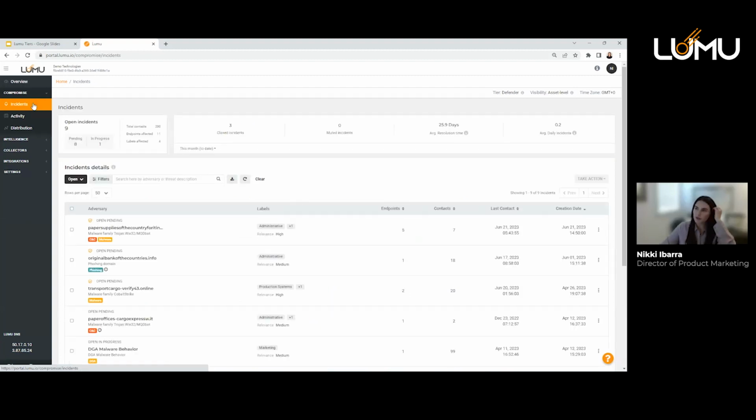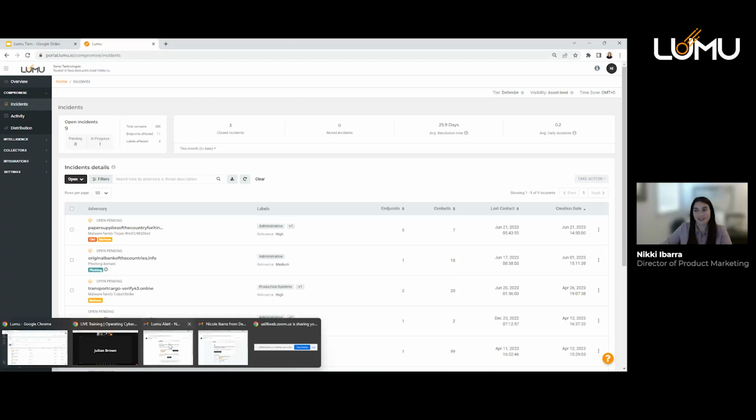Incidents is really where the cybersecurity operator, analyst, whoever's in this tool day to day, is probably where you'd spend the majority of your time. Now, generally speaking, you're going to be in here, but the other thing with Lumu is that you'll always get an incident notification.